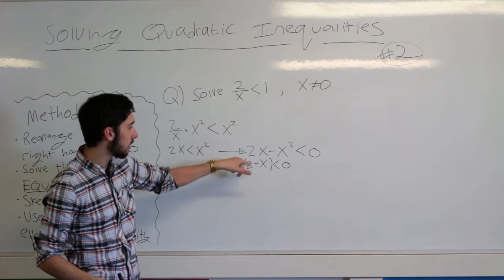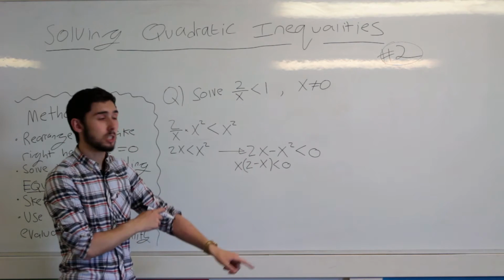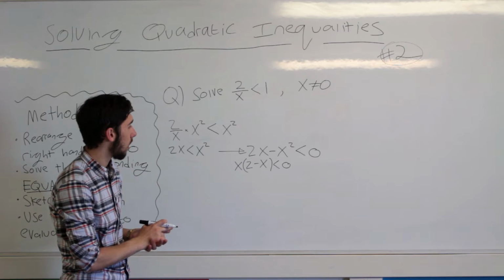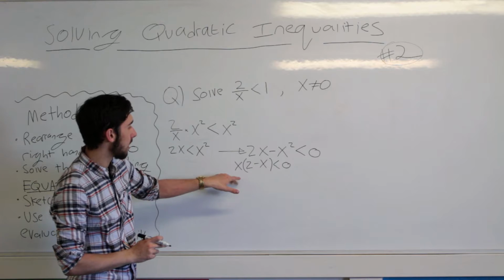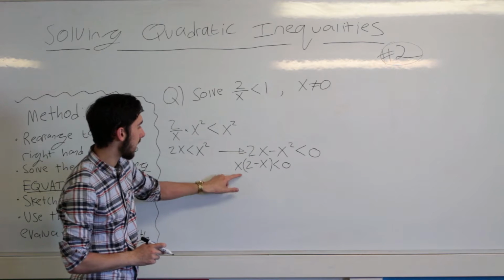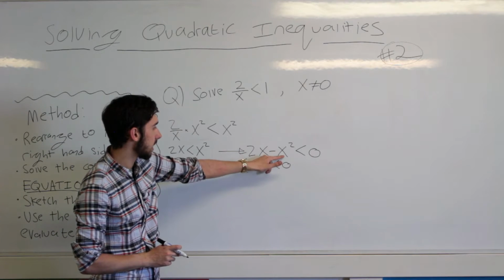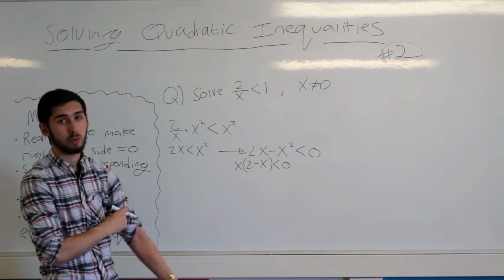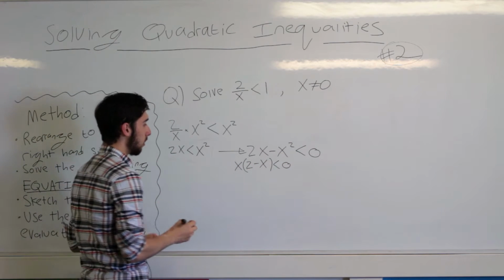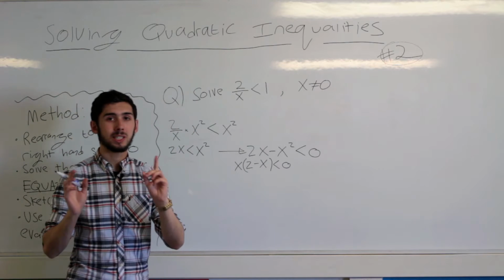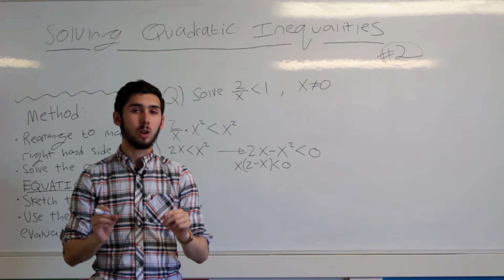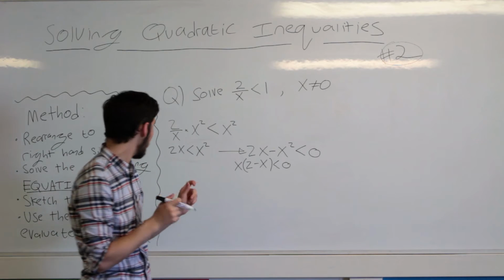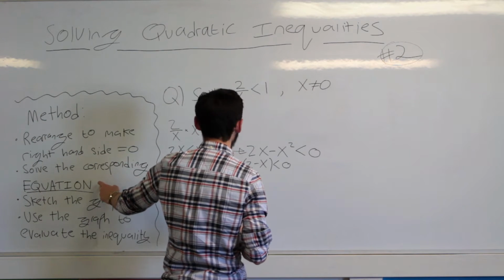If you don't believe me that this is the factorized version of this, expand this out, you will get back there. x times 2 is 2x, x times negative x is negative x squared. It's still less than 0 because that was less than 0. We haven't changed the value of it, we've just rewritten it. Okay. So now, guys, this is where we actually want to add in the equality symbol. As you can see here, we want the equation, okay?